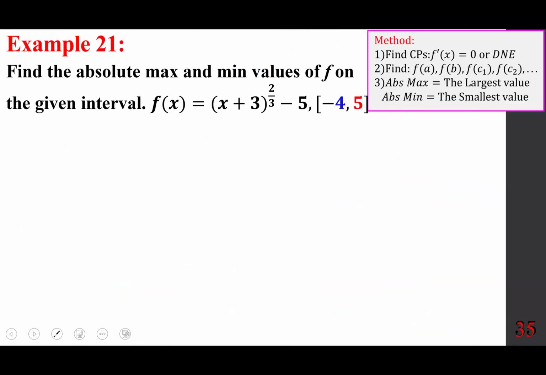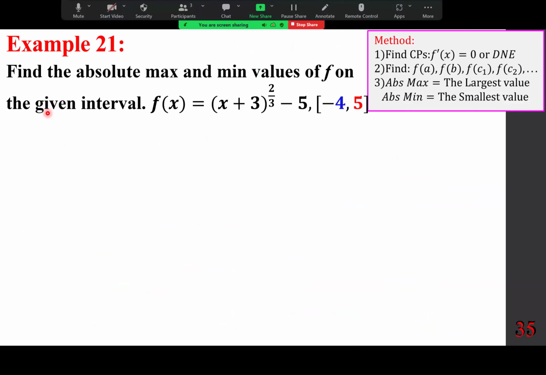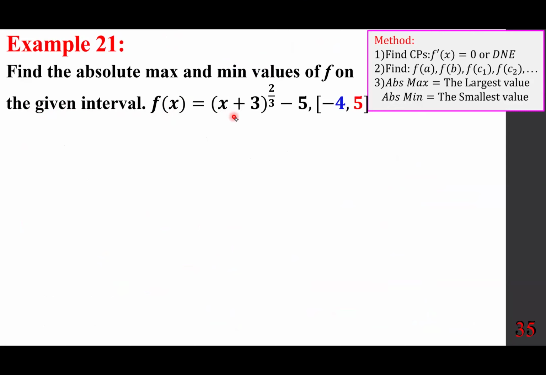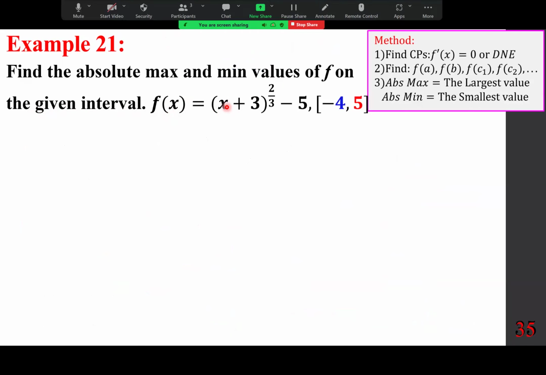We're going to continue with the same type of question. We're going to find the absolute max and min value of a function f of x in the given interval. So f of x is (x plus 3) to the power of 2/3. Okay, so I have to actually move on with this question. It's a repeat.